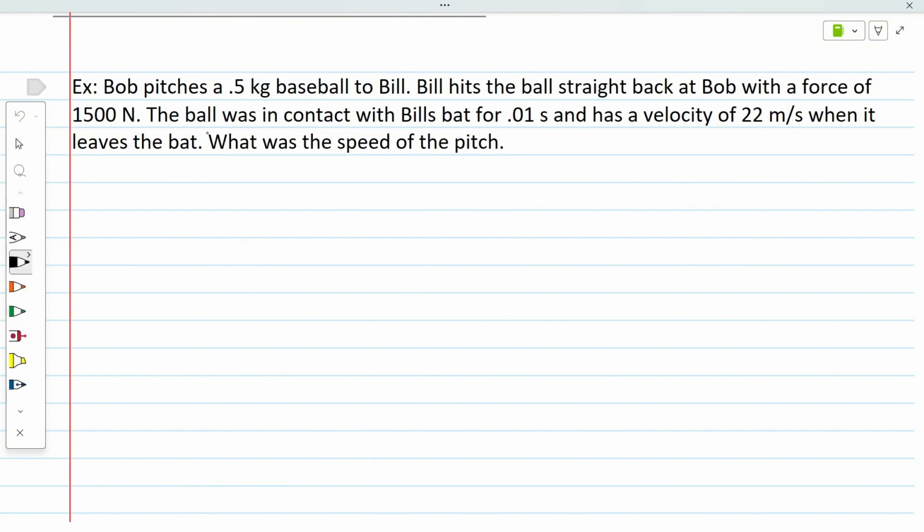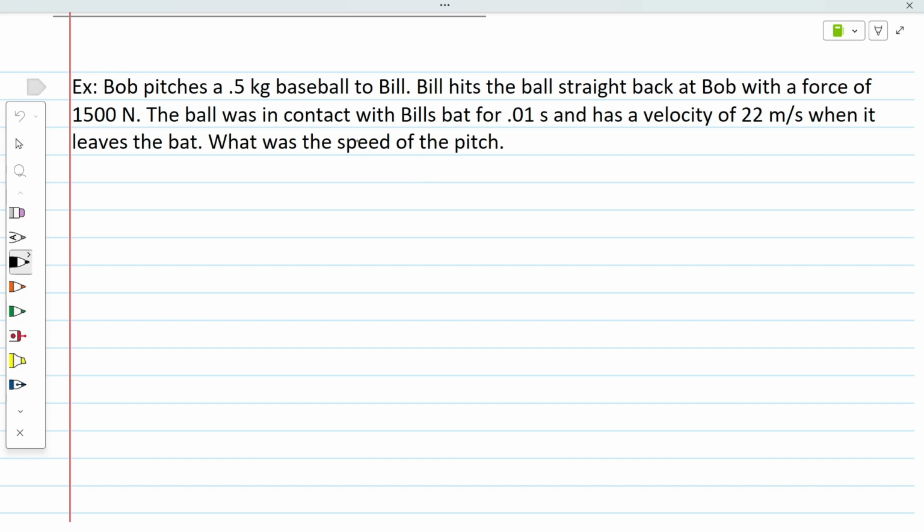So we have Bob pitches a 0.5 kilogram baseball to Bill. Bill hits the ball straight back at Bob with a force of 1,500 newtons. The ball was in contact with the bat for 0.01 seconds and has a velocity of 22 meters per second when it leaves the bat. What was the speed of the pitch?